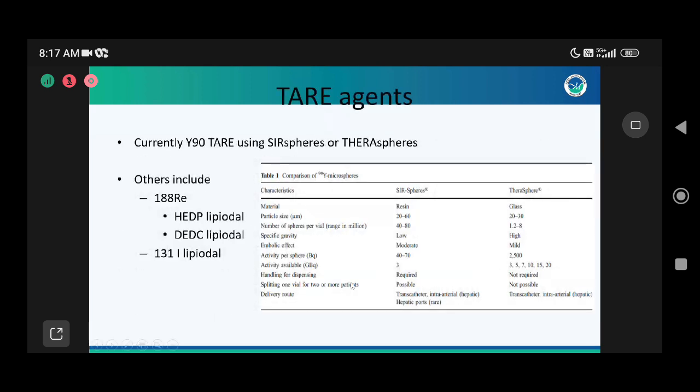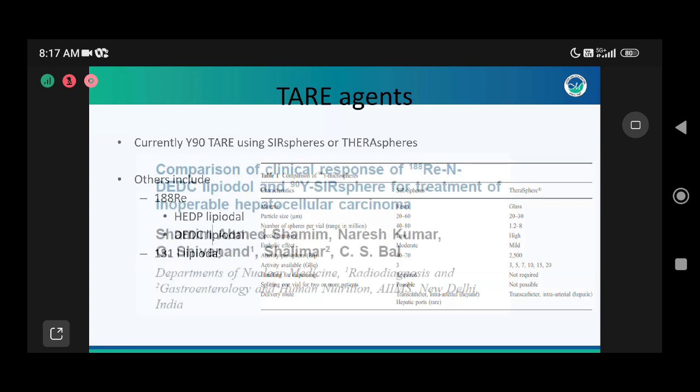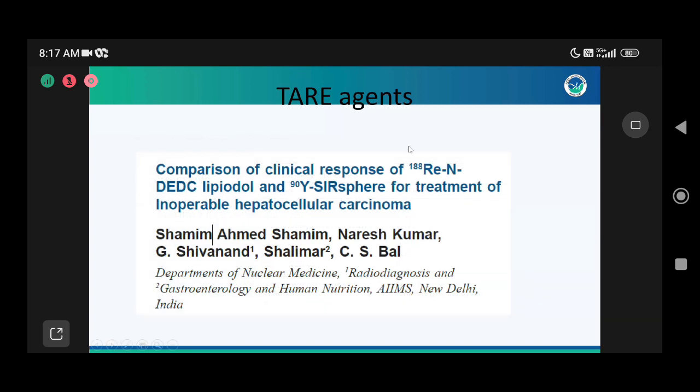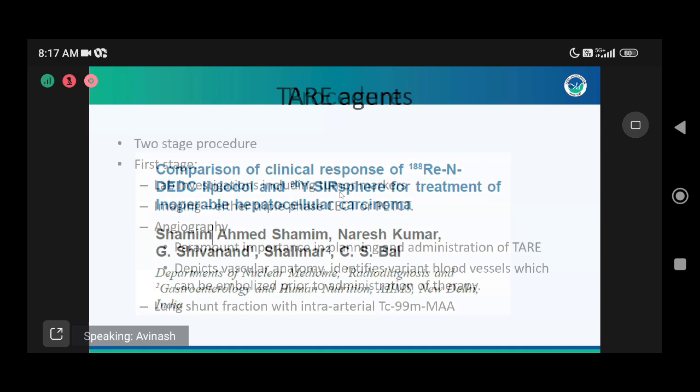Currently, many agents are being used, the most common agent being yttrium-90 TARE. Others include rhenium-188 lipiodol and iodine-131 lipiodol. This is one more study which has been published, which compared rhenium-188 lipiodol versus yttrium-90 SIRS. There was no significant difference in treatment related responses between these two categories.